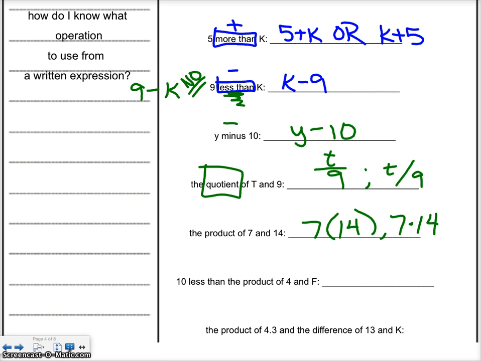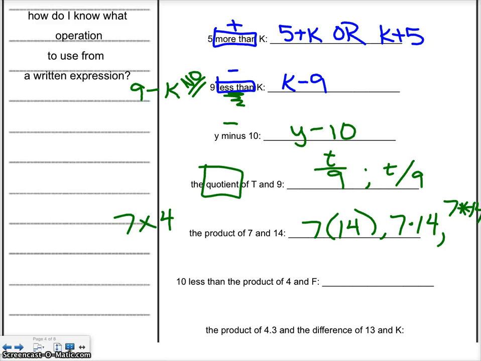Or you can do an asterisk. That's a pretty little star. 7 asterisk 14. Do not do 7 x 14. Because now we're getting to be algebra students, you read it as 7x14, which doesn't tell you much, okay? It says there's a variable in there. So, you use parenthesis, dot, or asterisk. Got it?